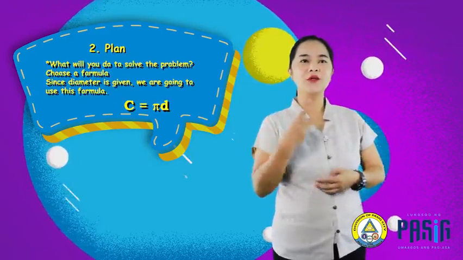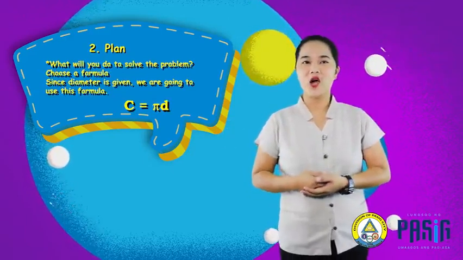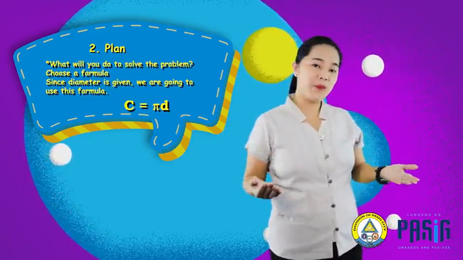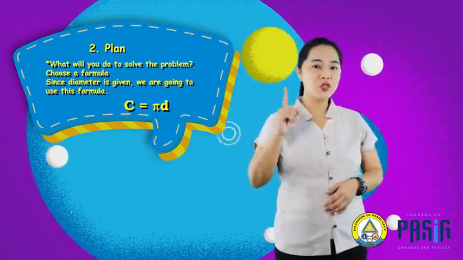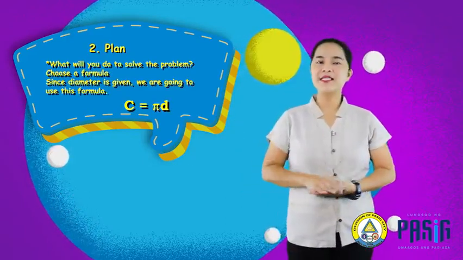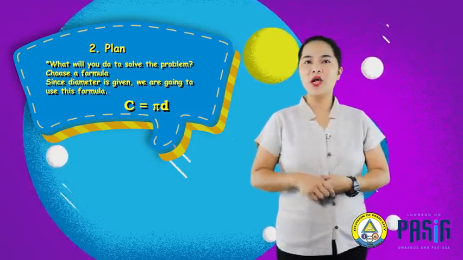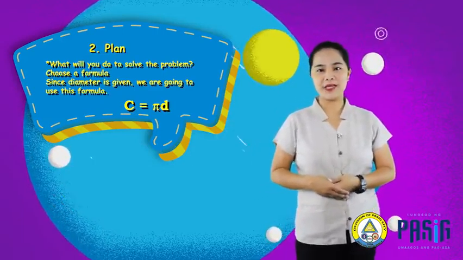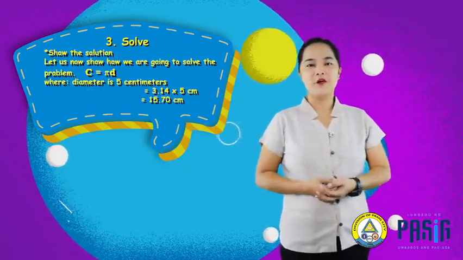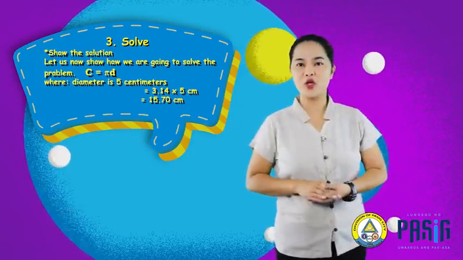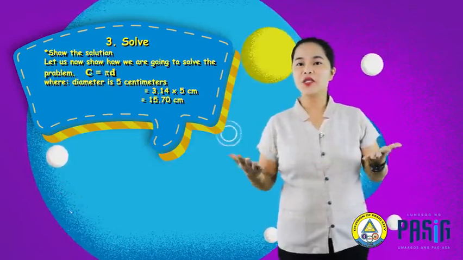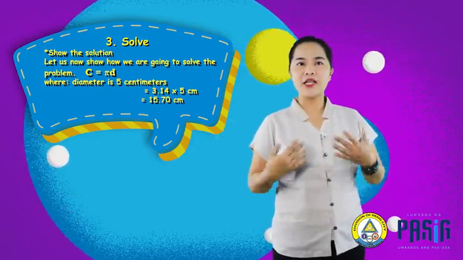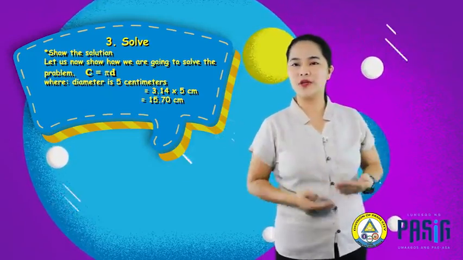For number 2, plan. What will you do to solve the problem? Choose a formula. Since diameter is given, we are going to use this formula. Circumference equals pi times diameter. For number 3 is to solve. Show the solution. Let us now show how we are going to solve the problem.